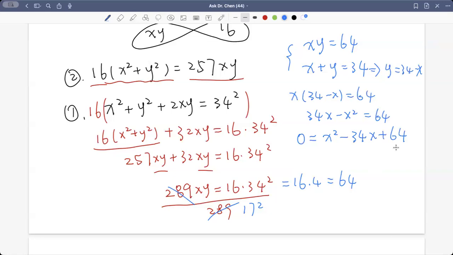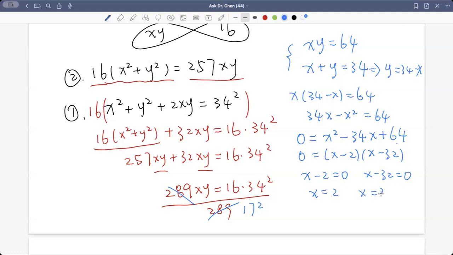Okay, now we can factor this, right? We can factor as x minus 2 times x minus 32, because negative 2 times negative 32 is positive 64, and negative 2 plus negative 32 is negative 34, the middle term. So that gives us two solutions by the zero product property: x minus 2 can be 0, x minus 32 can be 0. So we get x equals 2, x equals 32.